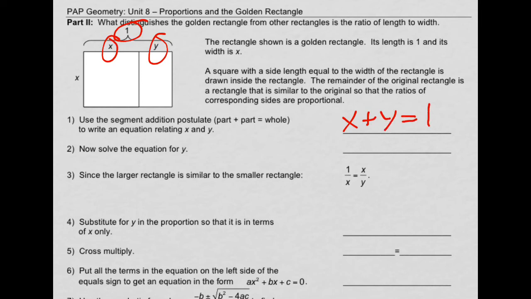Alright, not too shabby. And now we're asked to solve for y. Well, I just subtract x from both sides. These two x's cancel out, and I get y equals 1 minus x, right?